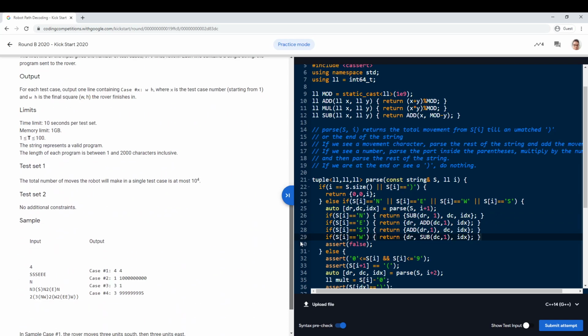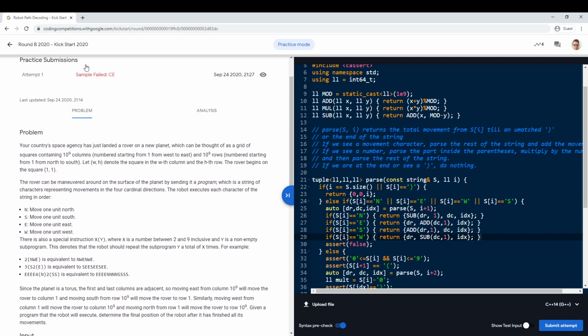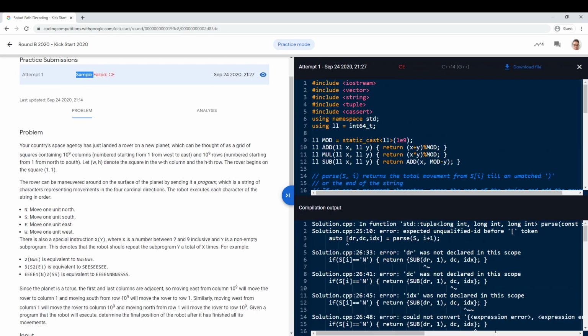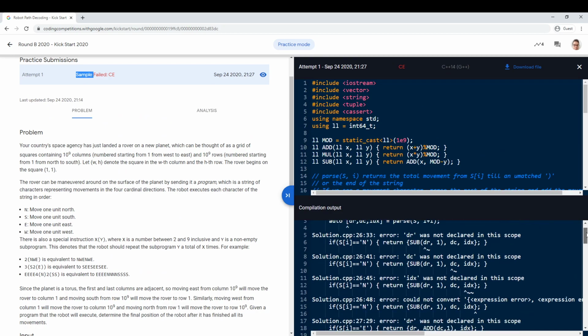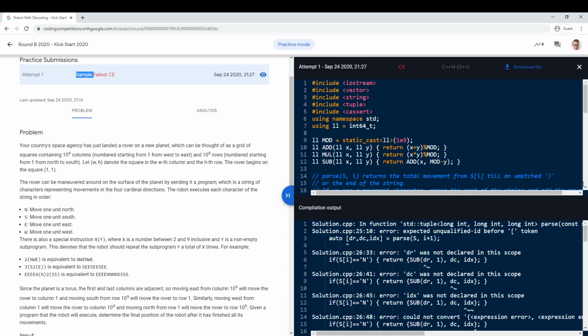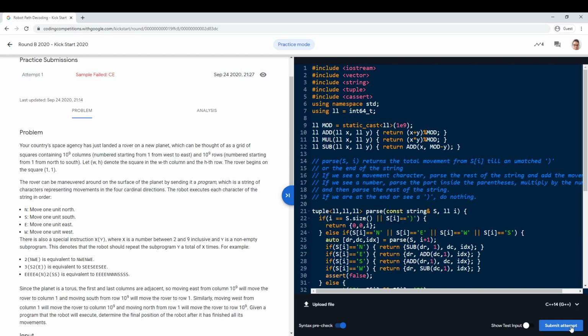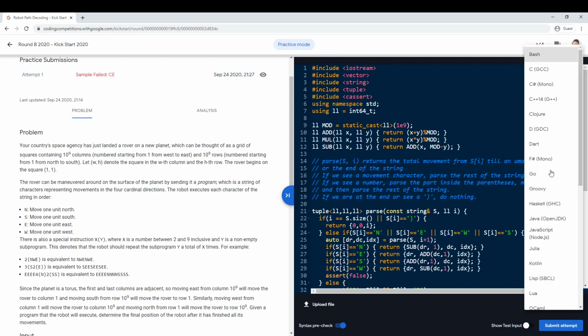Sample fail. Let's see what the compiler was. Maybe that's a C++17 thing.